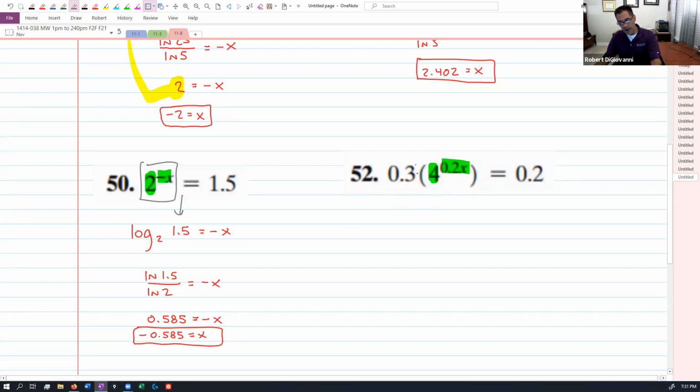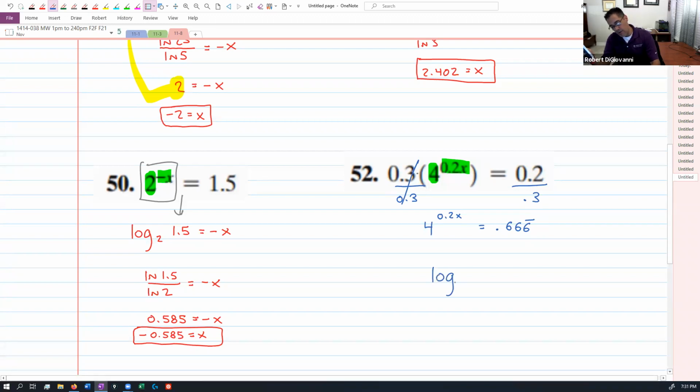It's being multiplied here. So I'm just going to do one preliminary step. I'm going to divide both sides by 0.3. Okay, so when I do that, it goes away here. I get 4 raised to the 0.2x equals, and then on my calculator, I do 0.2 divided by 0.3. I get 0.666 forever. Well, it is what it is. Let's just keep cranking away here. We can now do the log.